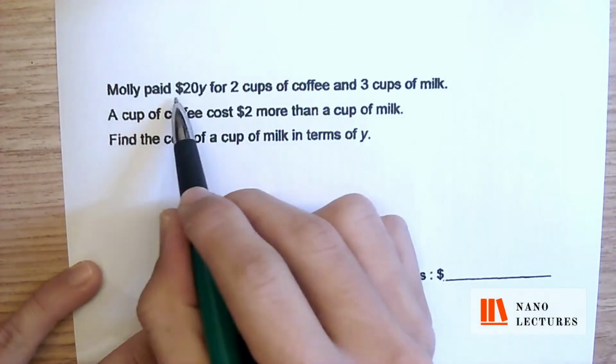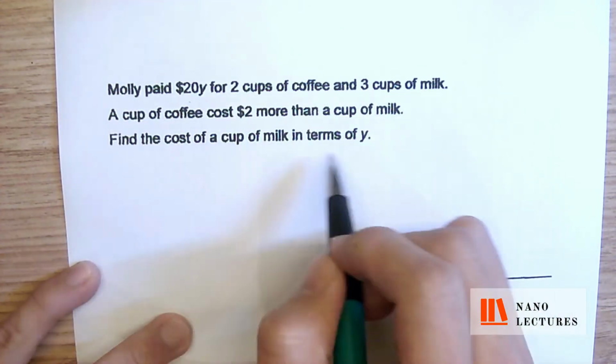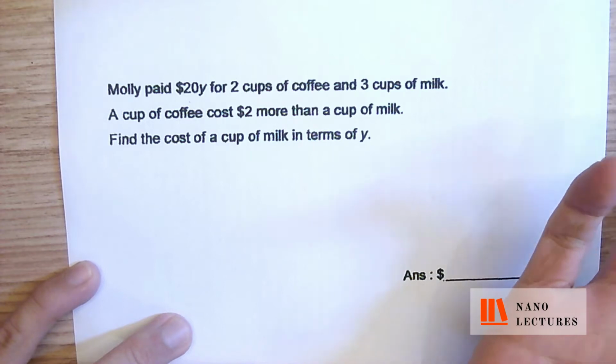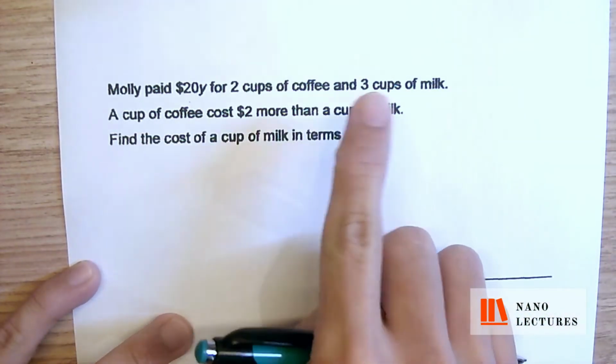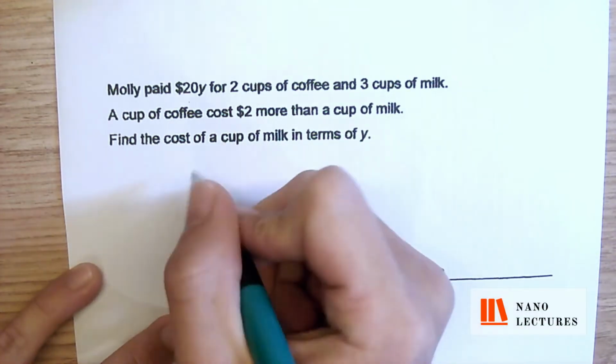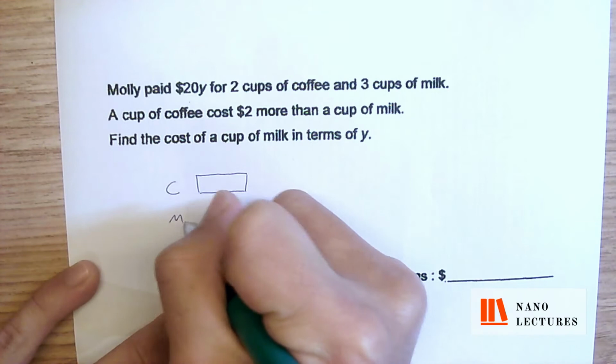You see, from the first sentence, they said $20 for 2 cups of coffee and 3 cups of milk. In that case, what kind of model can you draw? You can't draw anything, so don't draw that one. They said a cup of coffee is $2 more than a cup of milk. Now, you can draw this. Very simple. Just draw coffee, a longer bar, then milk.